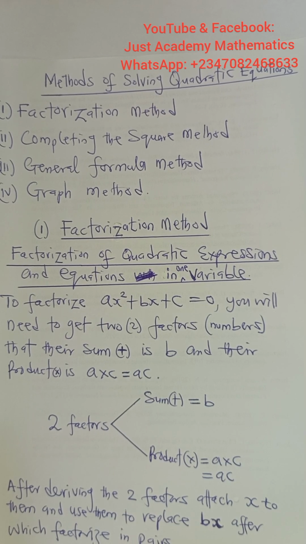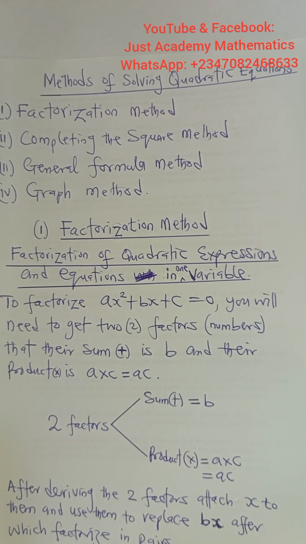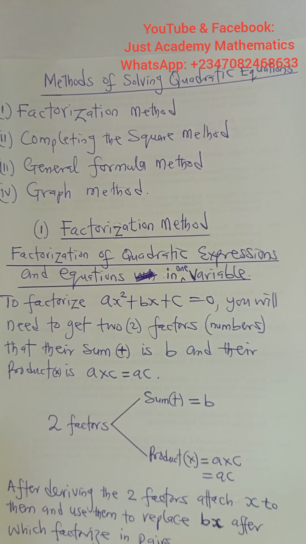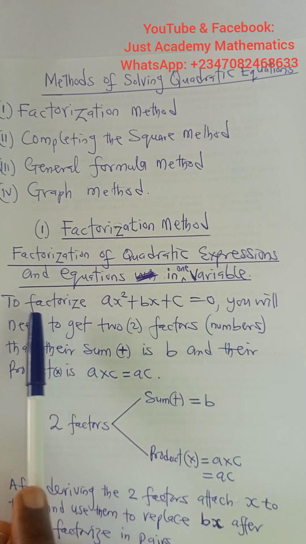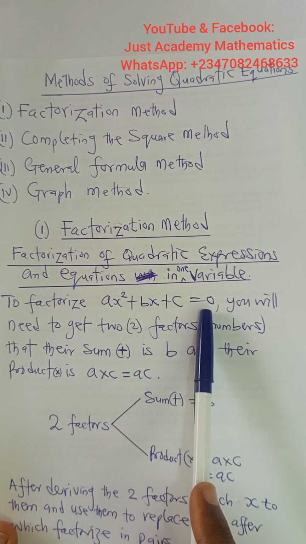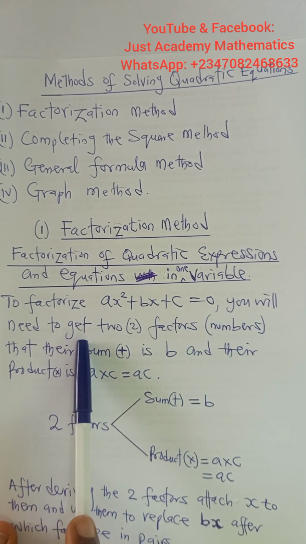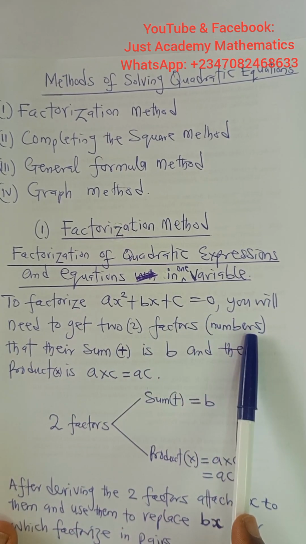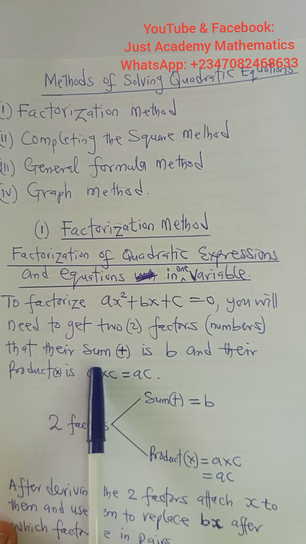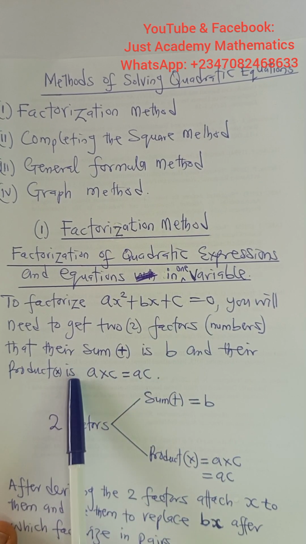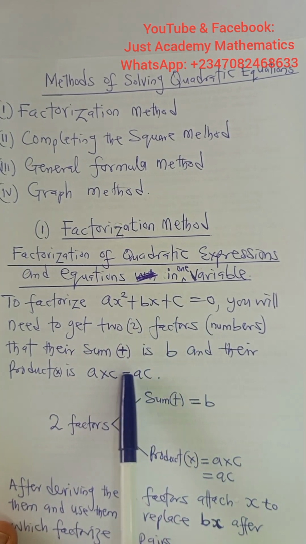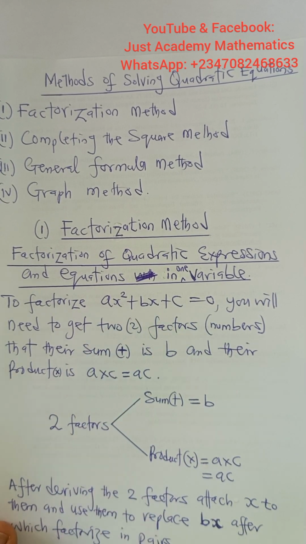In our next class, I will show you how to factorize quadratic equations and expression that are in more than one variable. Some are up to 2-3 variables in one equation. Now, you remember the general function of a quadratic equation. To factorize ax squared plus bx plus c equals 0, you will need to get two factors, numbers, that their sum, if you add them, is b, and their product, if you multiply them, the two numbers, it will give you ac. That is the general rule.